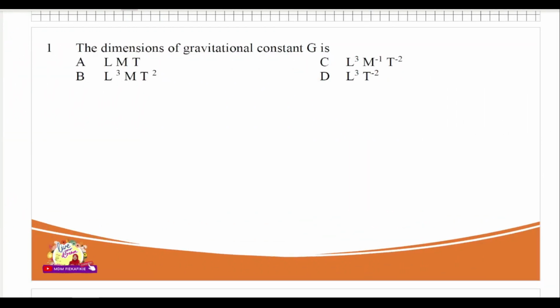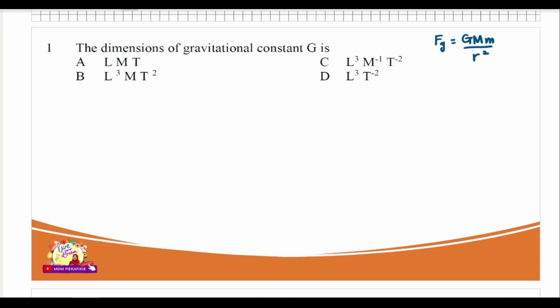So the dimensions of gravitational constant G is, alright, so in order to determine the dimension of gravitational constant G, kita tulis satu equation. So let's say we write the equation of gravitational force is equal to gravitational constant G times first mass times second mass over the distance between the two masses r squared. Okay, so daripada equation ini kita boleh carilah dimension untuk gravitational constant G.